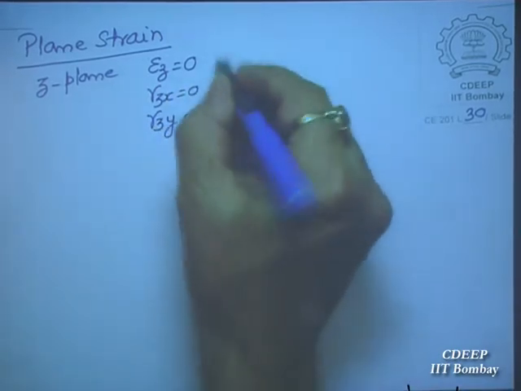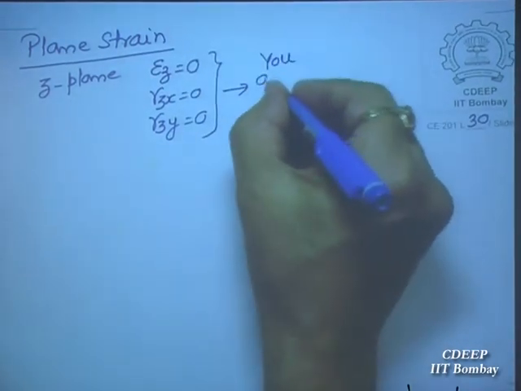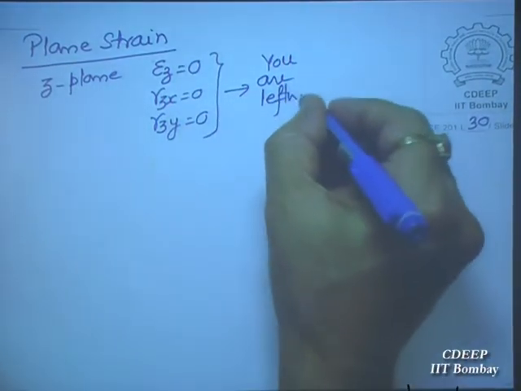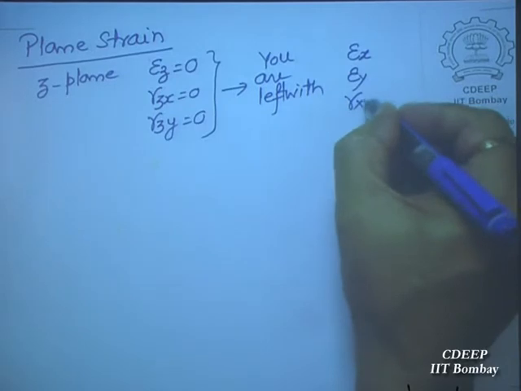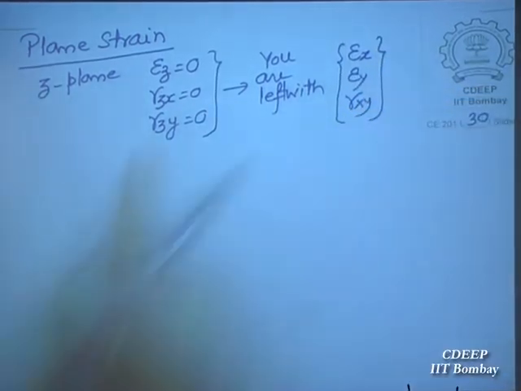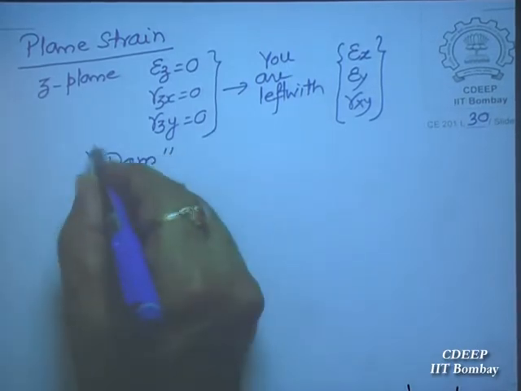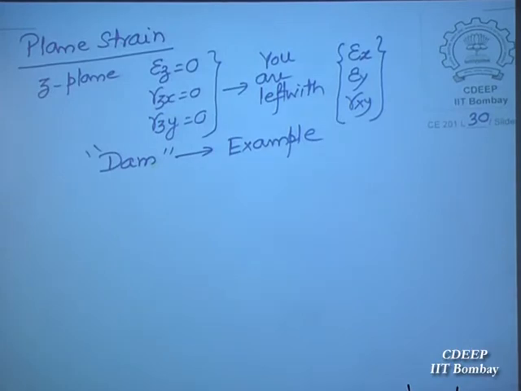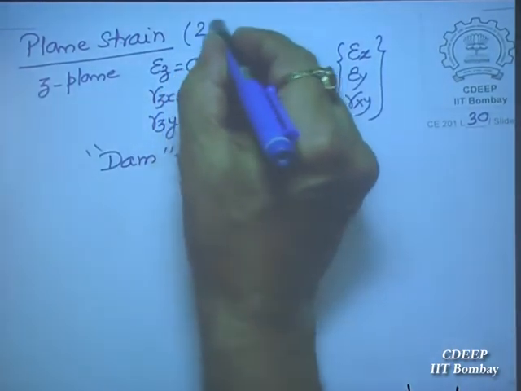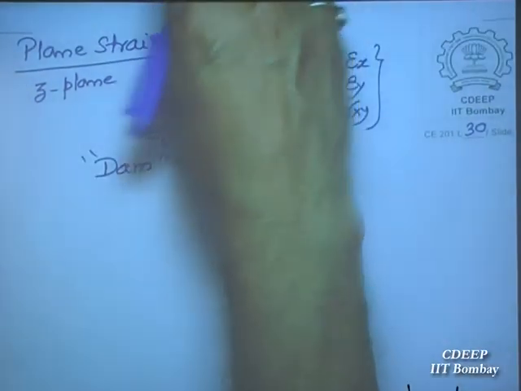I will not spend time on this. So there we say this is the plane strain state. So you are left with only three non-zero strains, that is epsilon x, epsilon y and gamma xy. These are zero. So plane strain is this. So here dam will come. Example is dam. You now try to understand. Plane strain also is a two-dimensional 2D problem. You need to analyze only the plane cross-section of the dam, nothing else. Okay, so two-dimension. We will now concentrate in this course more on plane stress.